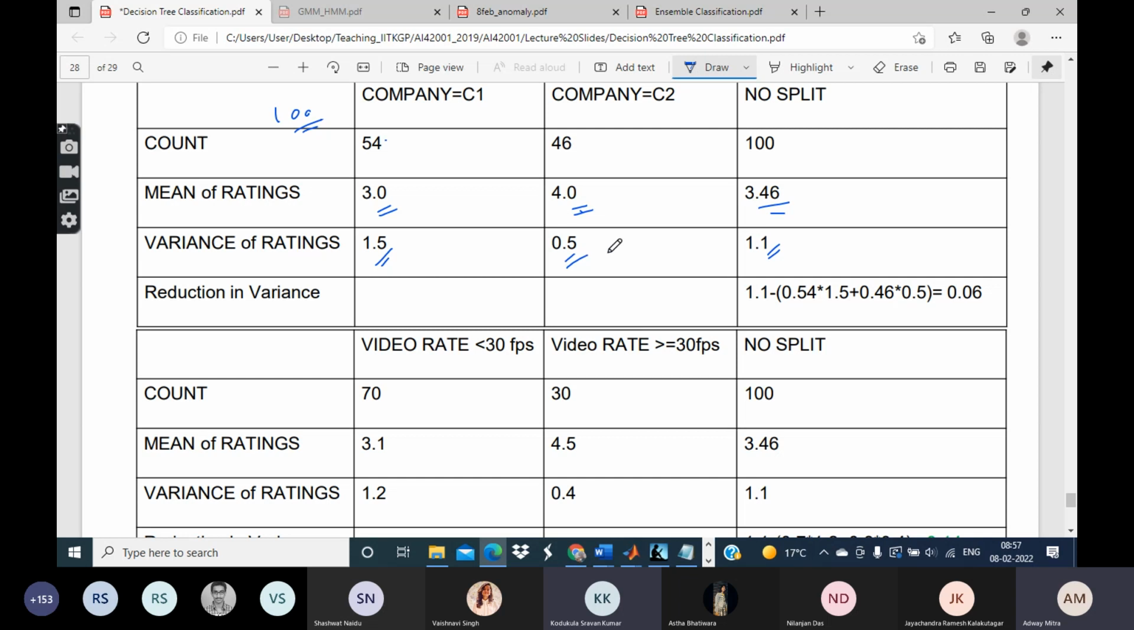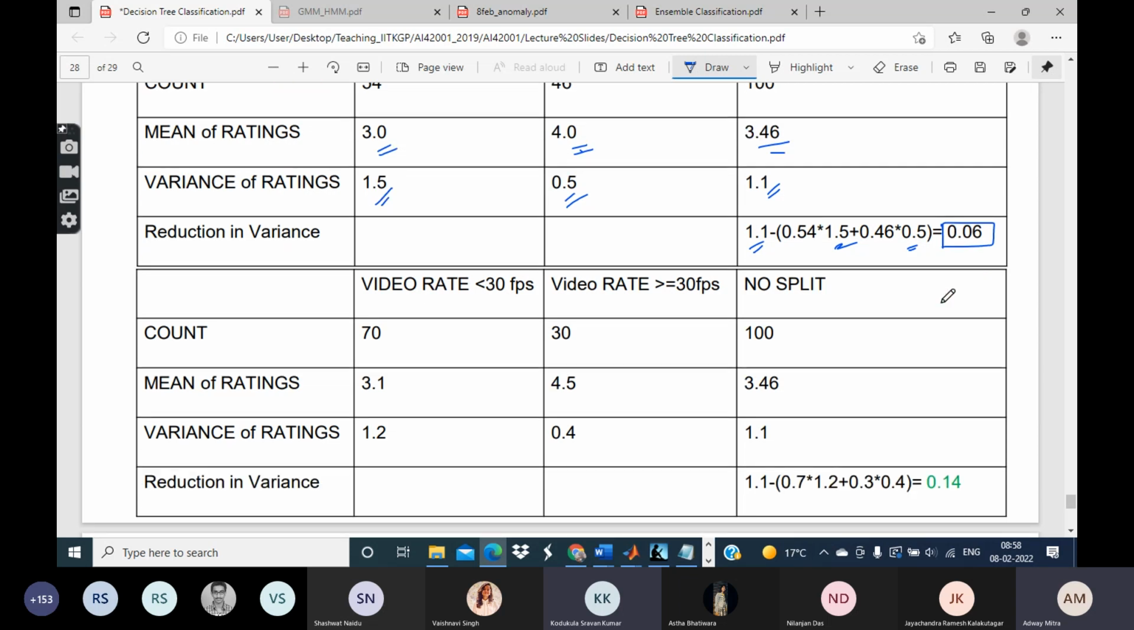So overall, am I gaining or losing? To quantify that, you have to calculate the reduction of variance, which is the analogy of the information gain in this case. The original variance is 1.1, the split variances are 1.5 and 0.5, which you weight according to the relative sizes of the two splits. So your reduction of variance is 0.06, which is actually quite small.